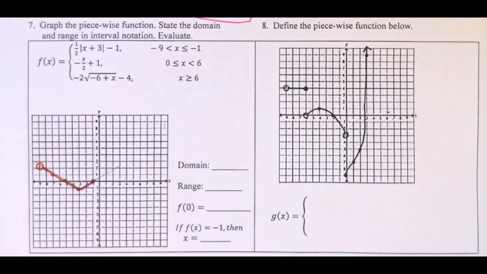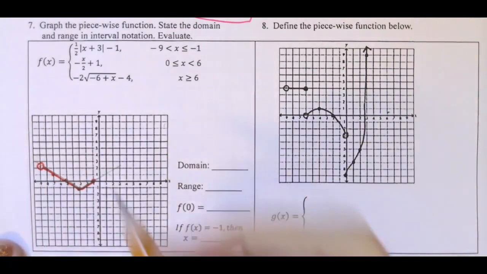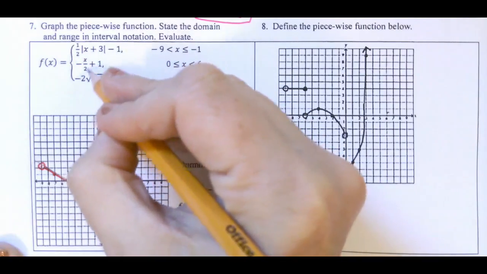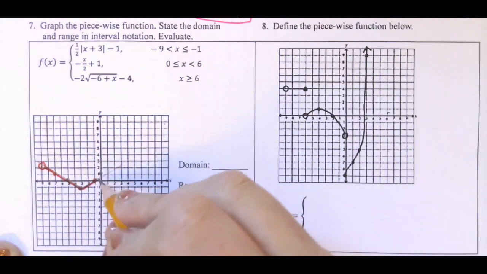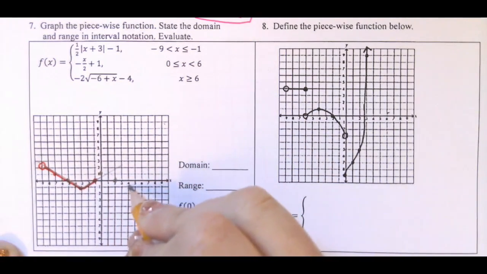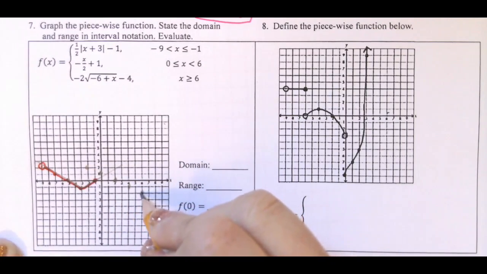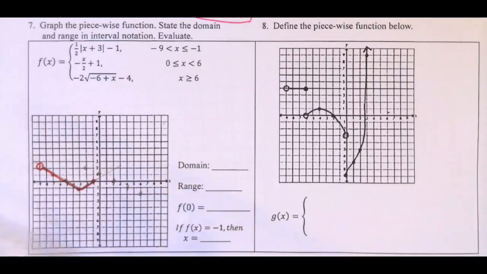My y-intercept is at 1. So (0, 1) right here. And then my slope, this would be -1/2. So down 1 and right 2. Let me give myself a few more points to make sure that I am making it perfect.